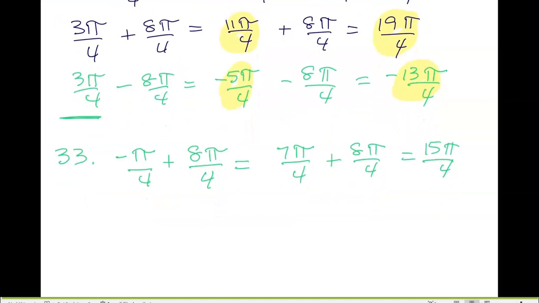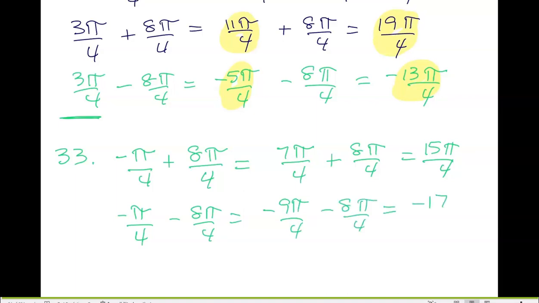Okay, so now I'm going to go for the negative ones, and I'm going to subtract 8 pi over 4. That gives me negative 9 pi over 4. I'm going to go more negative, and that gives me negative 17 pi over 4. So here are my answers. Here's a positive. Here's a positive.